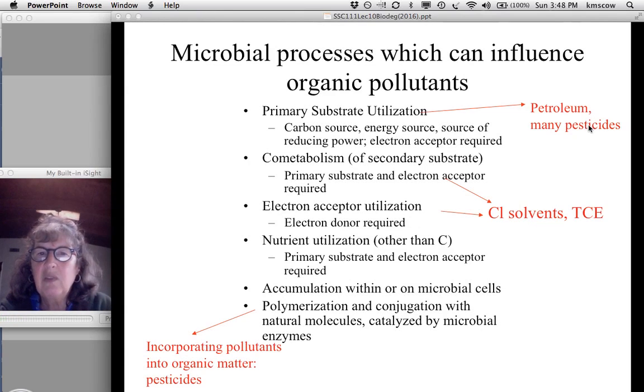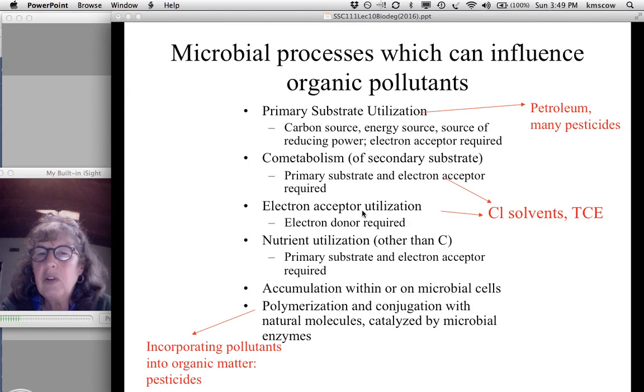Petroleum, many pesticides fall in this category. Co-metabolism is the transformation of the contaminant, but where it's used as a secondary substrate. The organisms that are carrying out that co-metabolic reaction that ends up degrading the pollutant actually also require a primary substrate of something that isn't a contaminant, an electron acceptor. And we'll look at an example of that and it'll make more sense. So chlorinated solvents like trichloroethylene are an example of that.